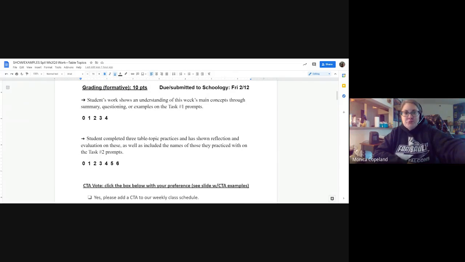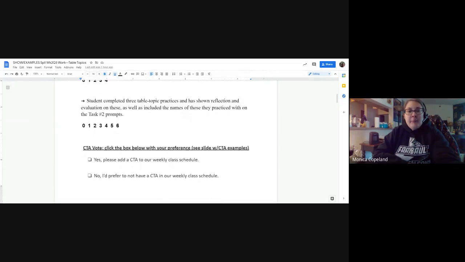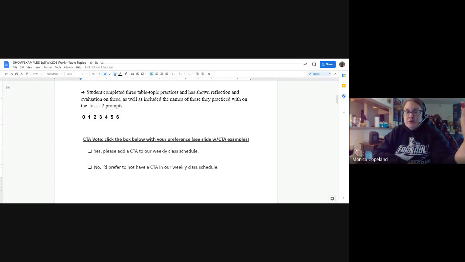All right, so here's the rubric as per usual. You get 4 points this week for answering the prompts for today's learning and 6 for answering the prompts for the practice tomorrow. Here is where the CTA vote is, so you can just click which box applies to you.